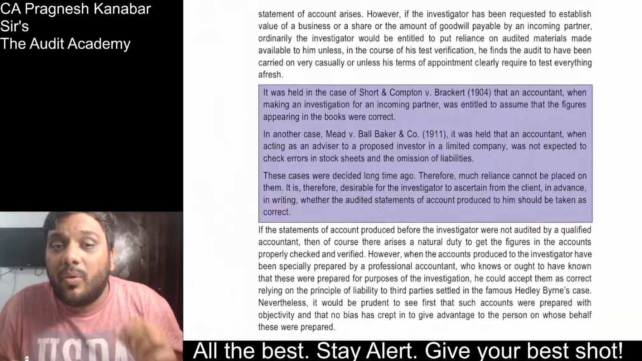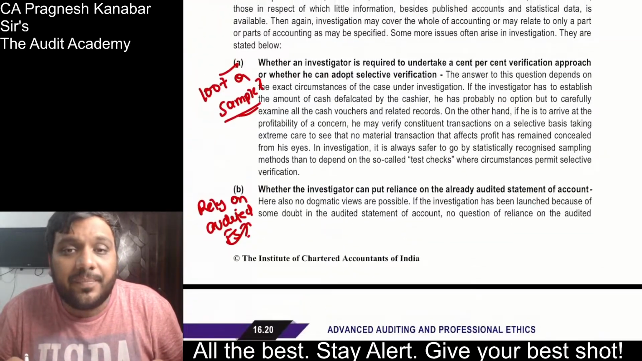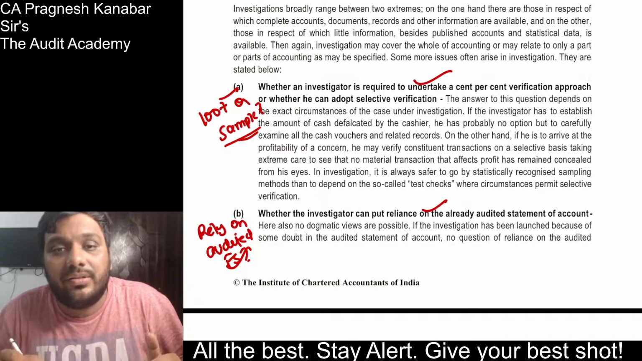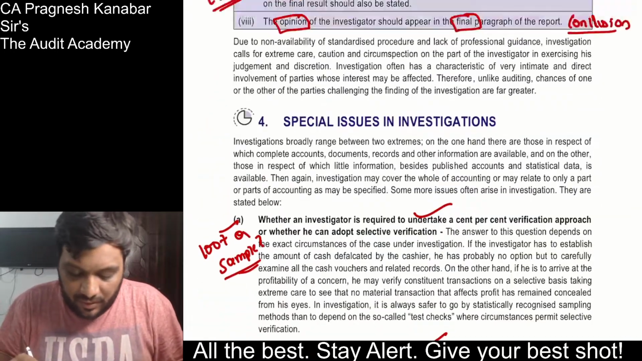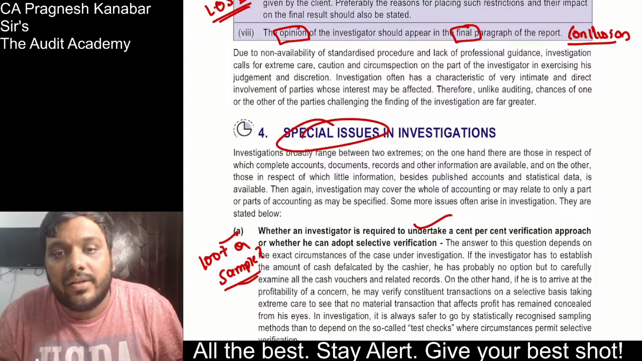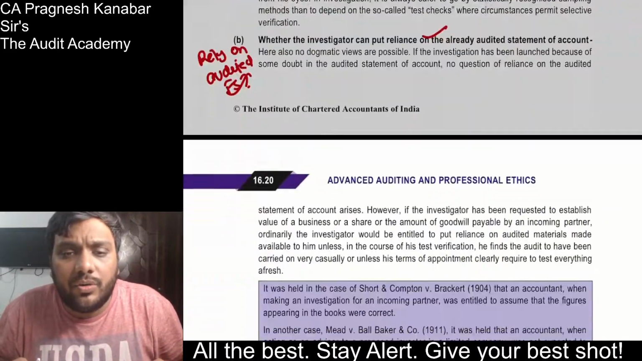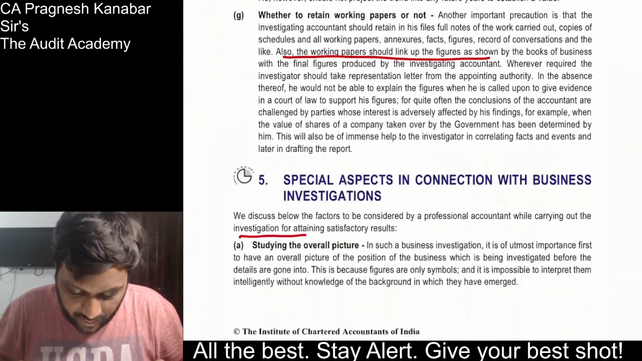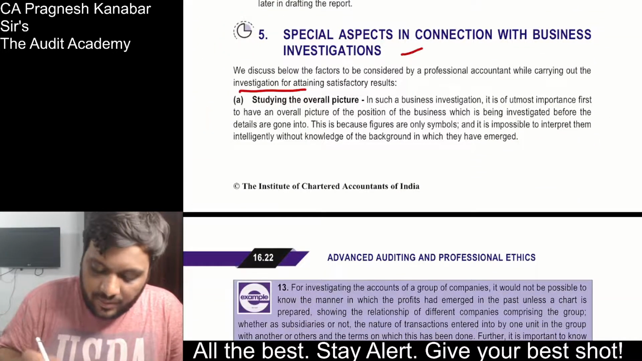Sir, how will this be questioned in the paper? We are not getting that idea. Arey boss, they will put up any two situations and they will say please react to this situation. Alright, so they will use this special issues in investigation. They will give you two issues and then they will ask you to react to that particular situation. Correct? Yes. Okay.